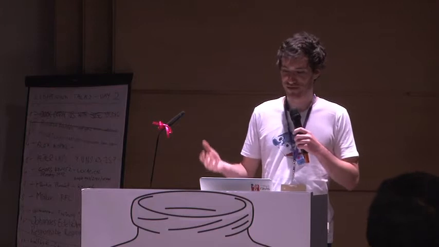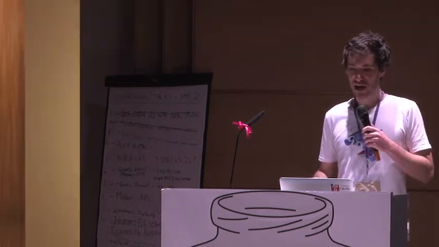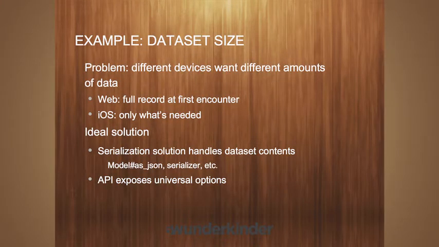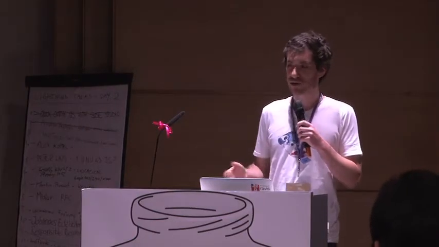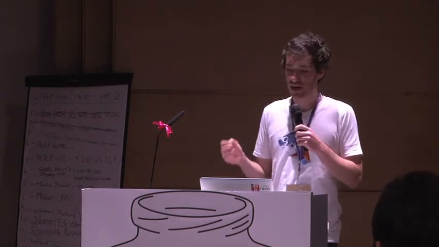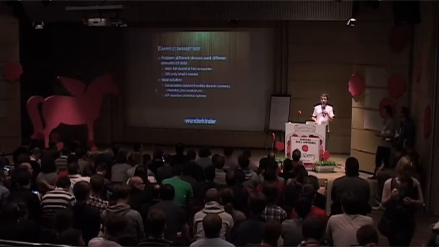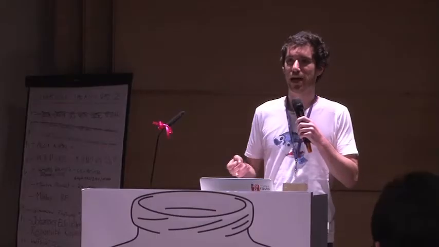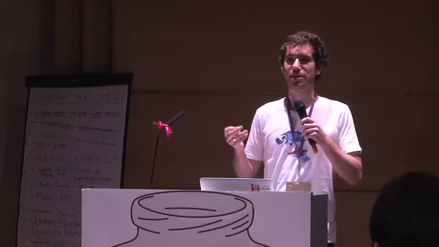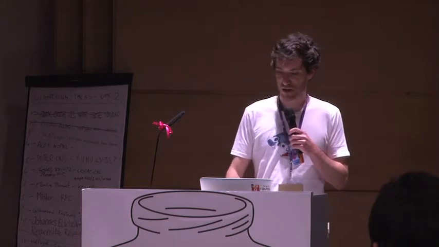Here's just a really quick look: you can see here in render, you get arguments, you turn them into options, you pass those options on. And so one of the problems we were looking to solve was data set size. So different clients will want different amounts of data. So the web may want to say give me everything the first time I go into this project. Whereas iOS may say, give me just the most basic information about these 150 people who are involved until I actually need more. And so the ideal solution obviously is to have whatever serialization you're using do it, not to have the API need to know. That should be really transparent.